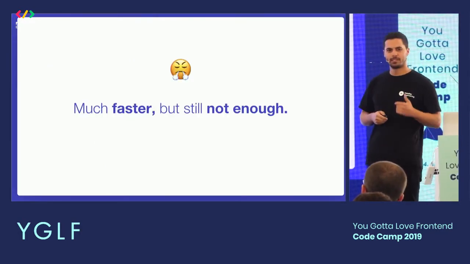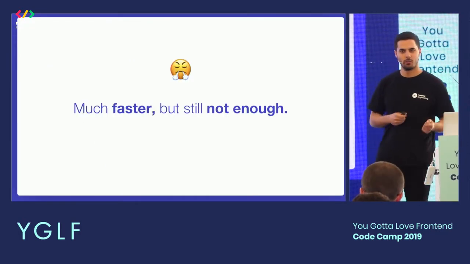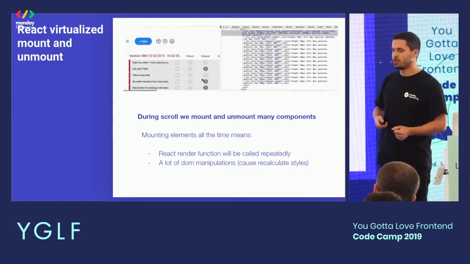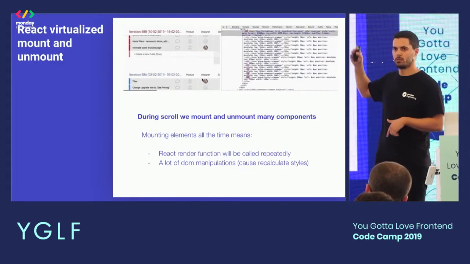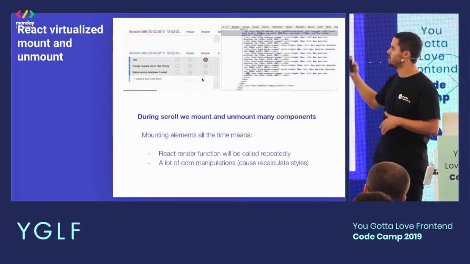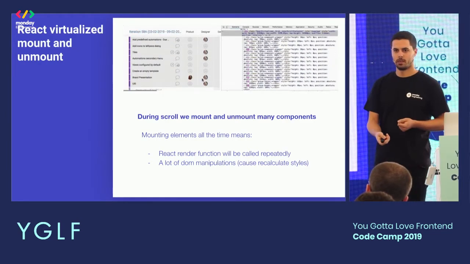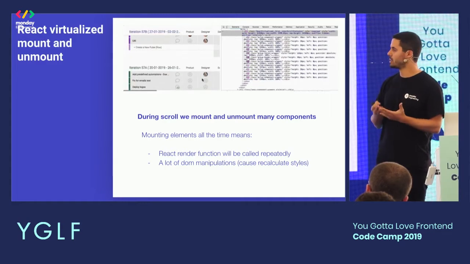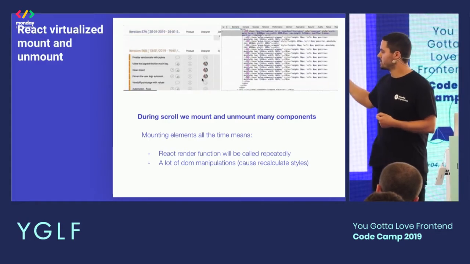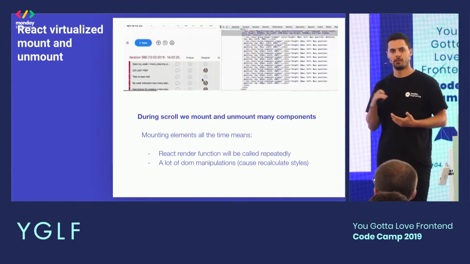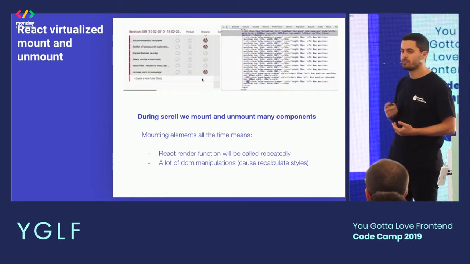But it was still not enough for us, okay? So we felt that it's still a bit heavy. What we saw before, Arnon showed you that the way virtualized works is that when you scroll the screen, every time a new row enters the screen, virtualized actually needs to mount another element on the bottom and remove the element on the top. This is very inefficient, okay?